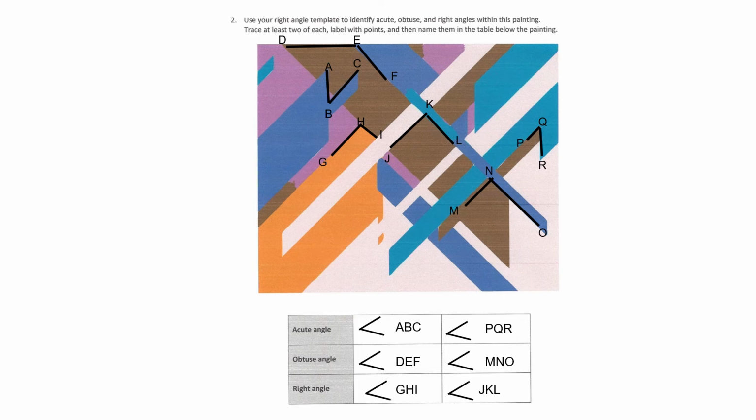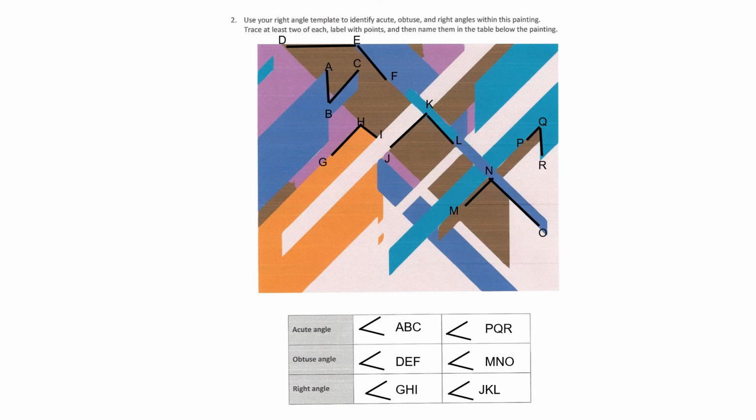So it's acute. For the obtuse angles, I did DEF, up here, because that's greater than 90 degrees, greater than a right angle, so that's obtuse. And know that we have our symbol here. Another obtuse angle I found was MNO. And that is greater than a right angle, just a little bit. It's not a lot greater, but it is greater than a right angle. So it's obtuse because I used the template.